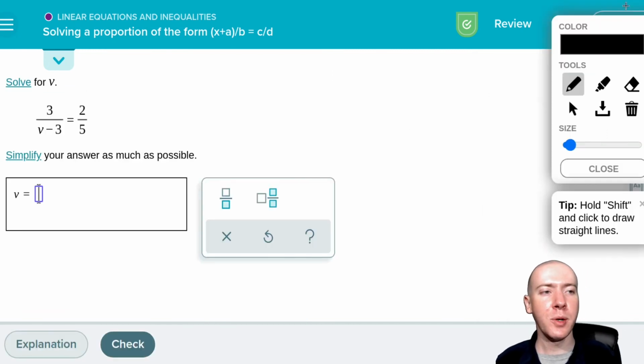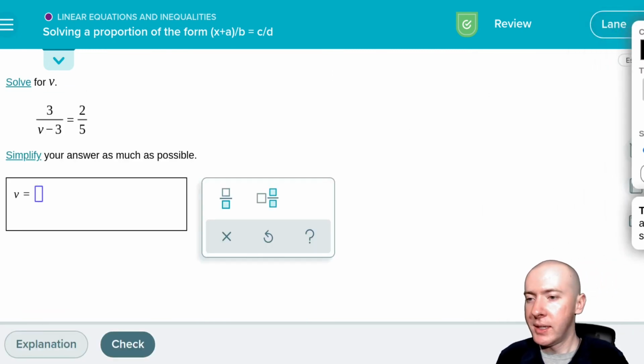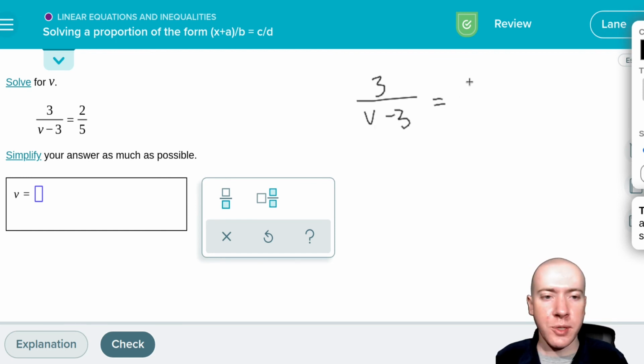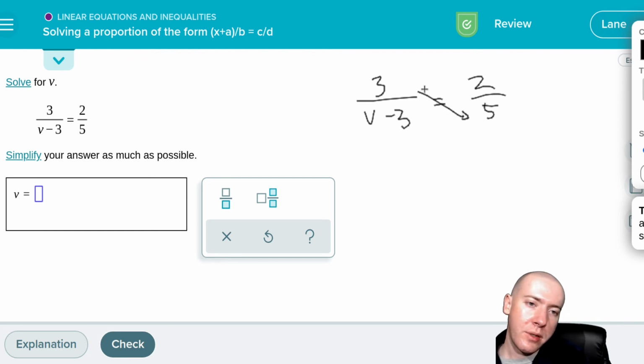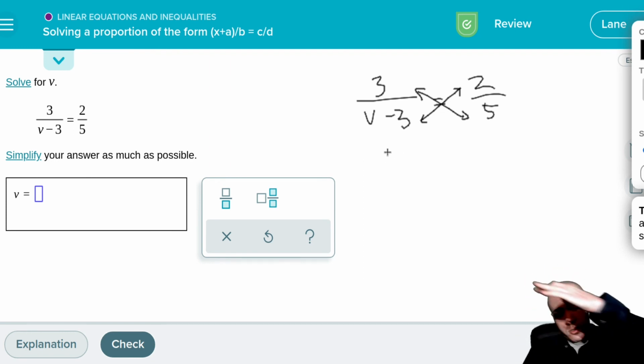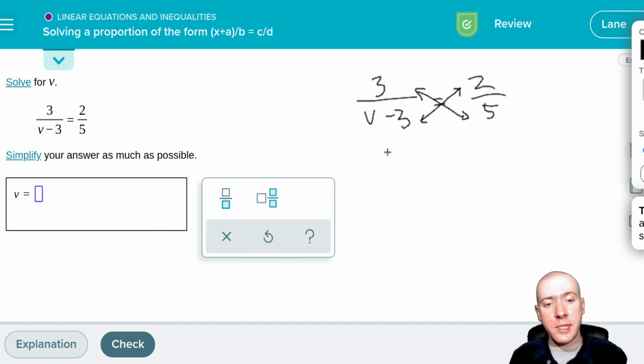Okay, let's do one more problem together. 3 over v minus 3 equals 2 over 5. So we're going to do the cross multiplication right here. So let's start with this one first. 3 times 5.